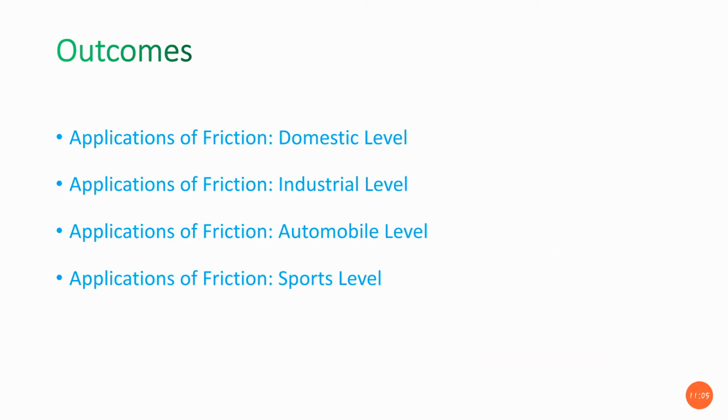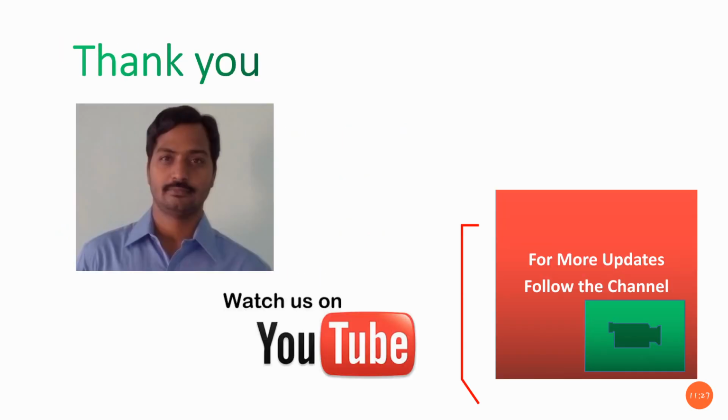So here, first of all, we tried to understand how friction acts at different levels: the domestic level, industrial level, automobile level, sports level, and lastly we have seen that different creatures are also subjected to frictional forces. That's what we have discussed. So thank you.